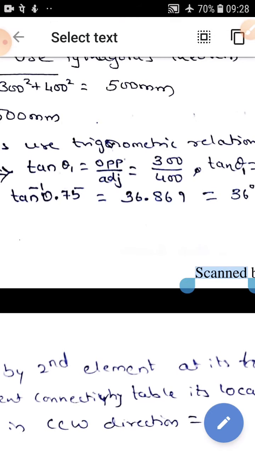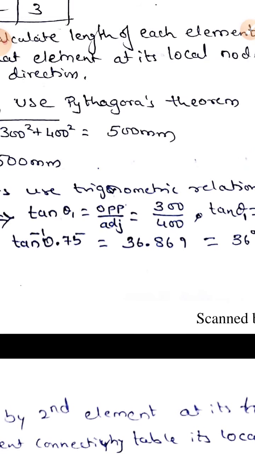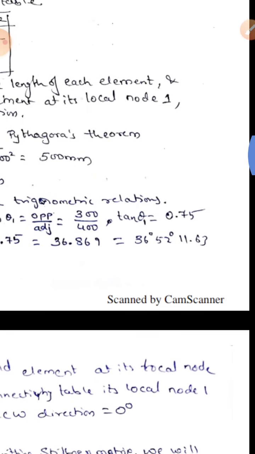If you want, you can get it in terms of degrees, minutes and seconds. That is in your calculator. If you just put the degree, minutes, seconds symbol, you will get 36 degrees, 52 minutes and 11.63 seconds.